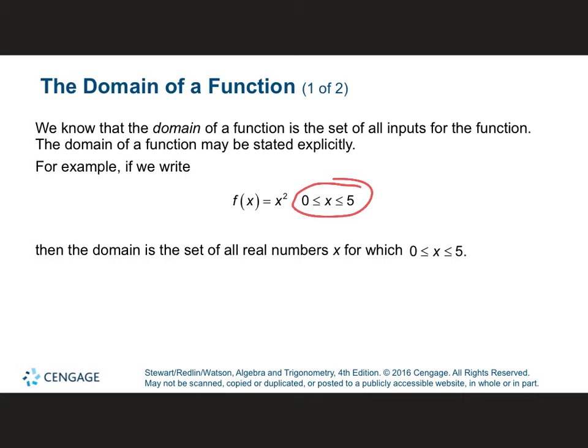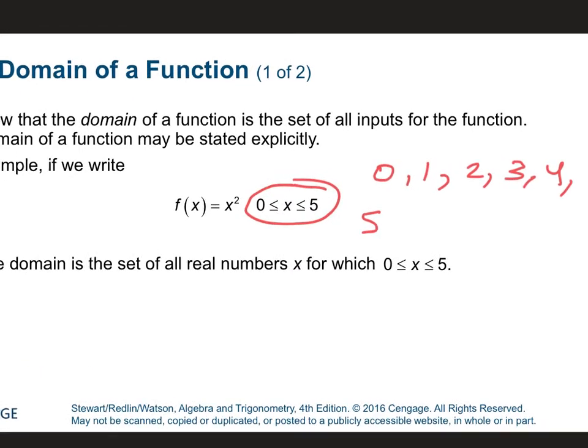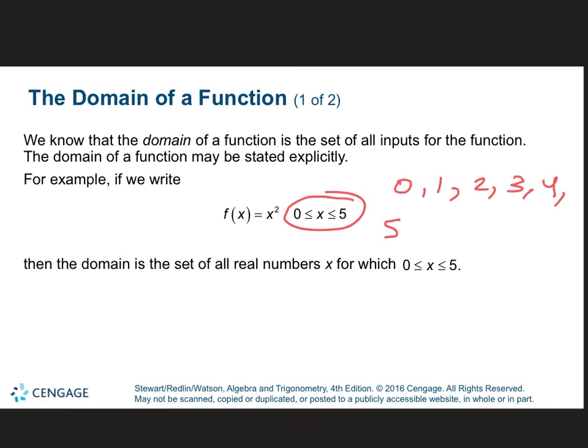Can I use 0? Yes, because it's greater than or equal to. What else can I use? 1, 2, 3, 4, and what? 5, okay? They're telling you the domain is between these two things. You know you can use 0 and 5 because of the equal to sign underneath. So when they give you the domain, then you know what you're plugging in.